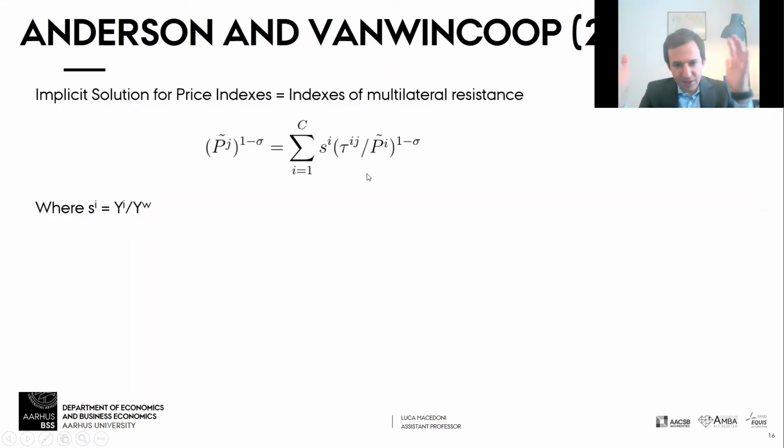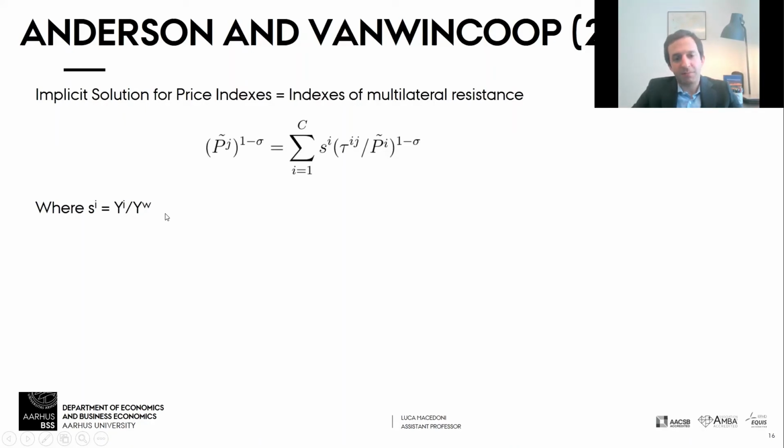So let's think this through. So here we have the price index in a country J to the power of 1 minus sigma. Right? So this is sort of the inverse of your price index, of how expensive it is. It's a measure of welfare, if you like. And this is a function of a summation across all countries of sort of the iceberg trade cost tau_ij over the price index. And this is all to the power of 1 minus sigma. And then we have S_I, which is the GDP share of country I over the world GDP.